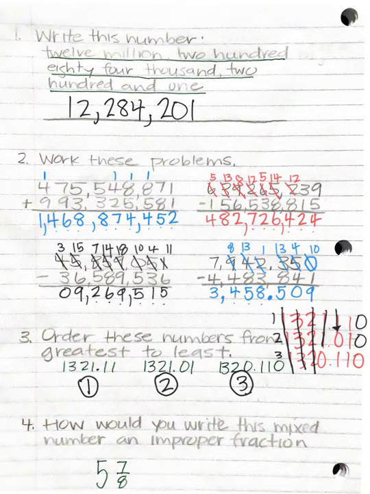I'm going to multiply my 5 and 8 to get 40. And then I'm going to add 7 more, which will give me a total of 47. I'm going to keep that denominator of 8. And there is my final answer. Again, I had to multiply and then add, and that gave me my numerator. I kept the same denominator of 8.